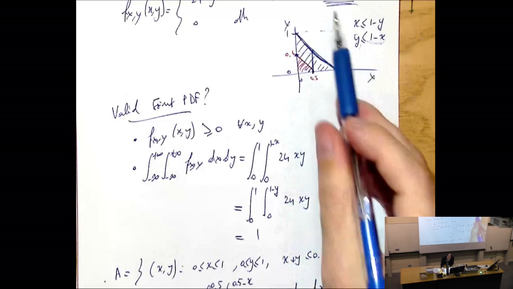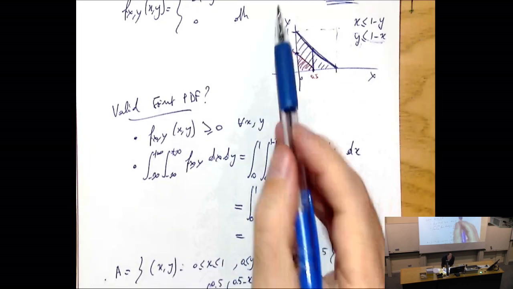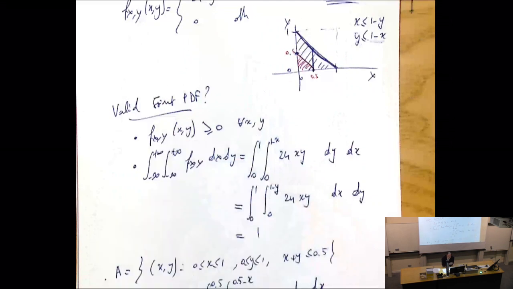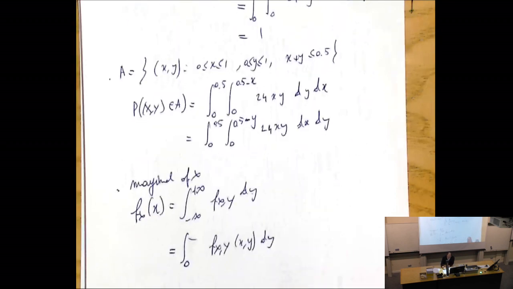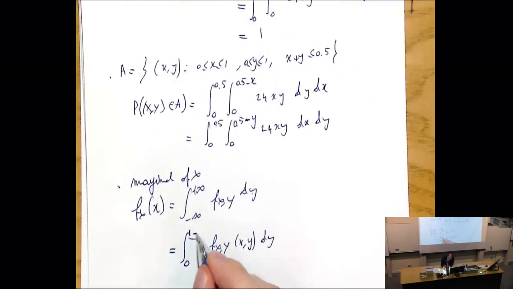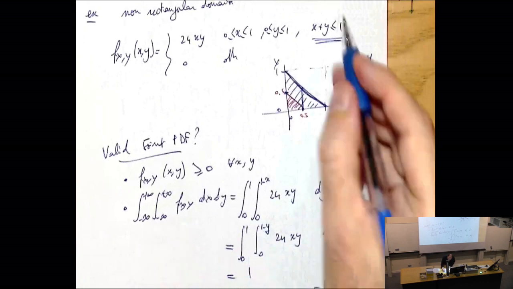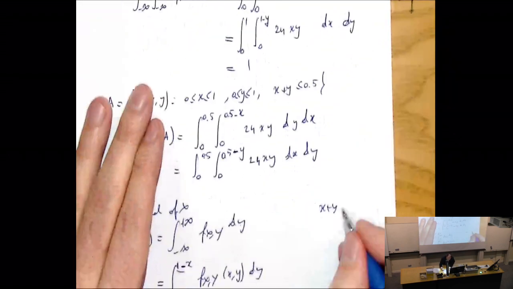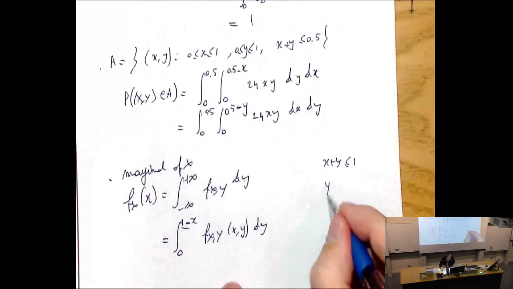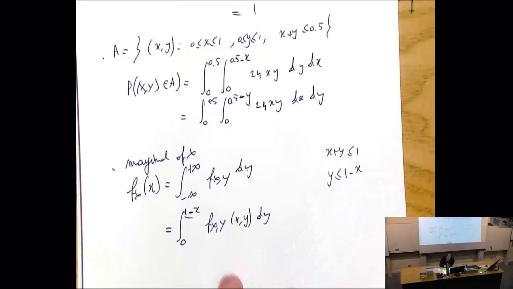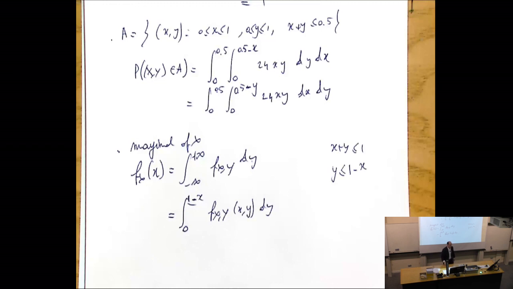If I'm looking at the marginal of x when I have this domain here, this joint PDF, what should be the values here? This is 1 minus x, right? Because the domain is such that x plus y has to be smaller than 1, so y is at most 1 minus x. Okay, so when you compute the marginal, same thing.